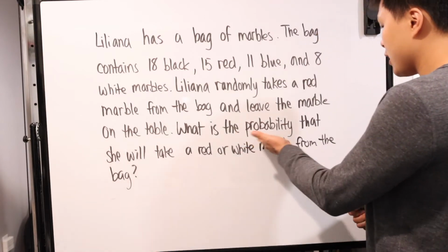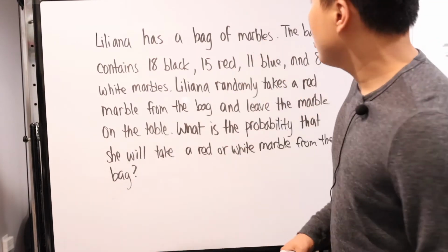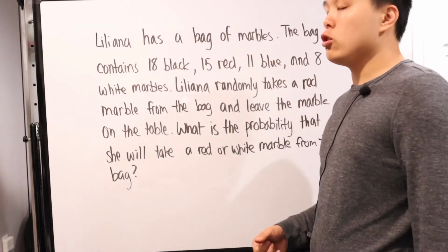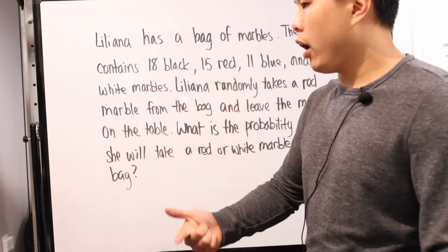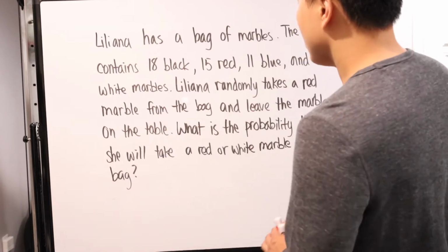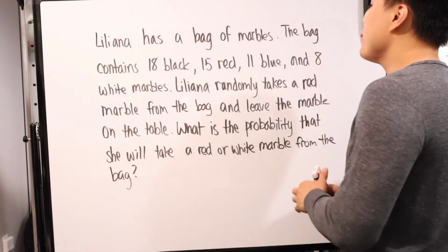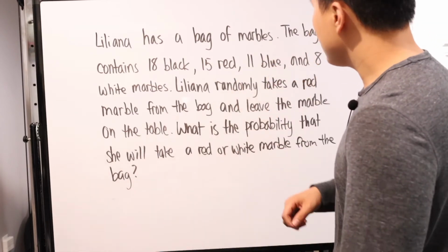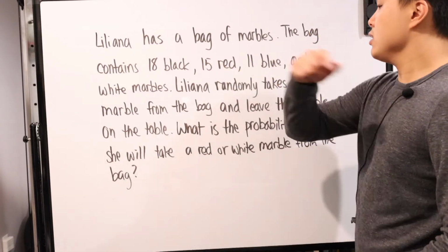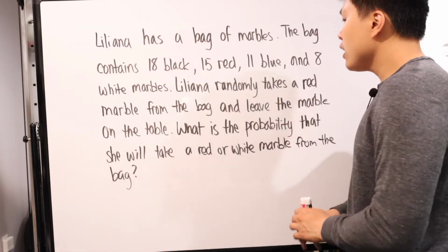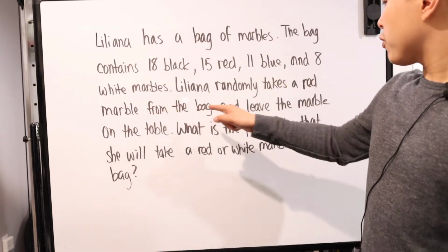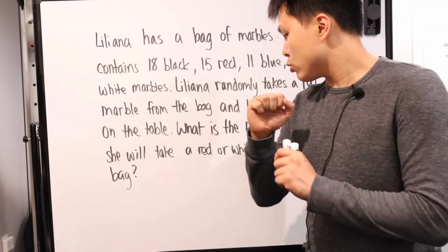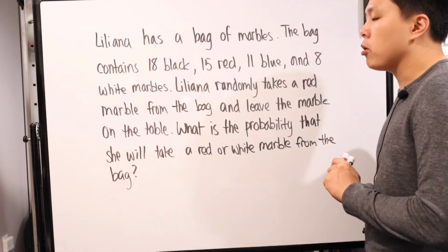And luckily for us, once again, it talks about probability, so you don't have to guess in any way. But most of the time, yeah, it talks about probability. It's probably going to use bags, cards, and dice. Okay, so let's talk about this. Liliana has a bag of marbles. The bag contains 18 black, 15 red, 11 blue, and 8 white marbles. Liliana randomly takes a red marble from the bag and leaves the marble on the table. What is the probability that she will take a red or a white marble from the bag?